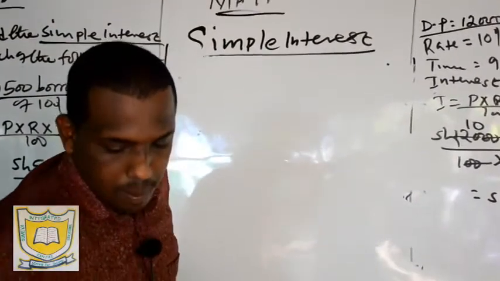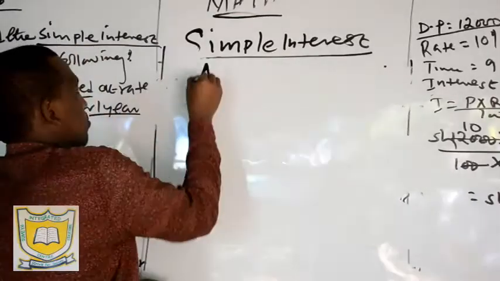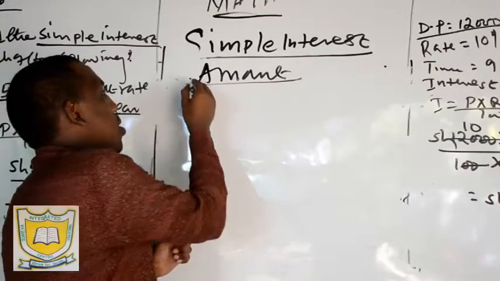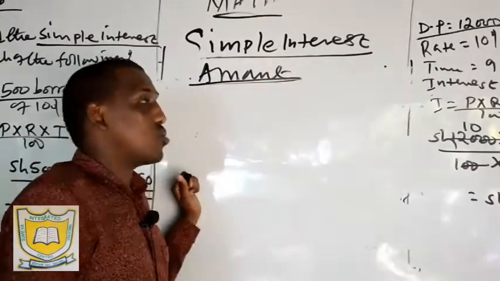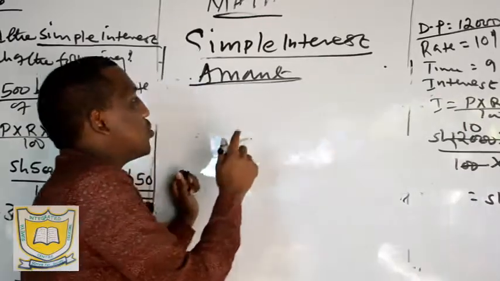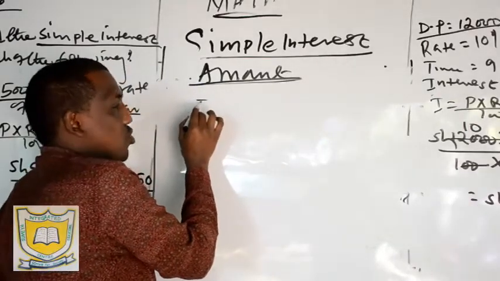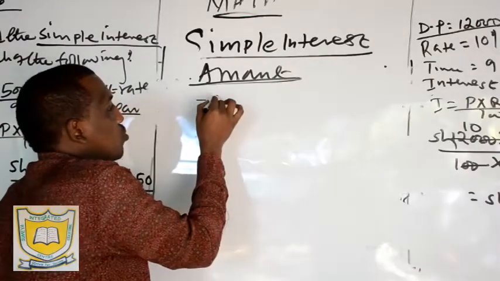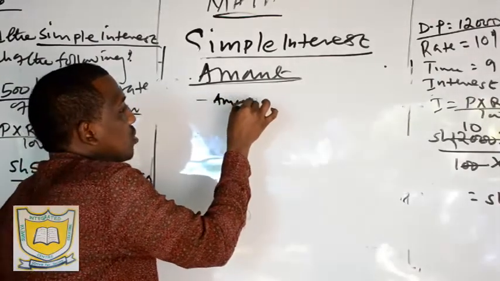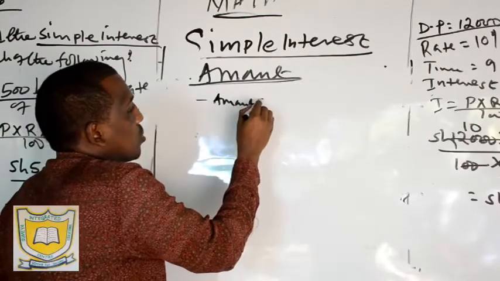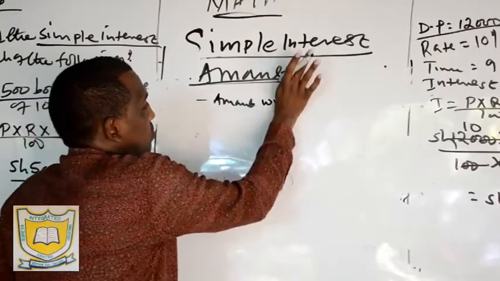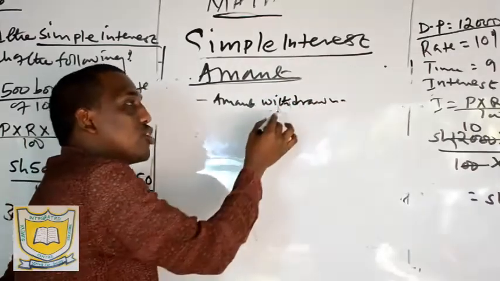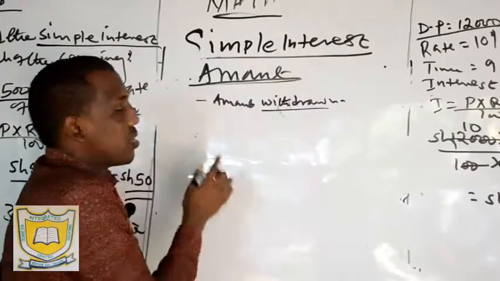Let us go to the amount now. When they ask for the amount, there are some terms they use to refer to the amount. When you hear, how much did he withdraw? Someone has deposited money, then they ask how much the person withdrew. So amount withdrawn. How much did he withdraw? If you hear that, that is the amount.